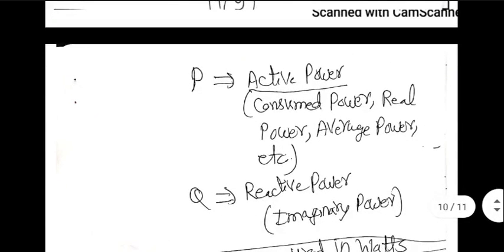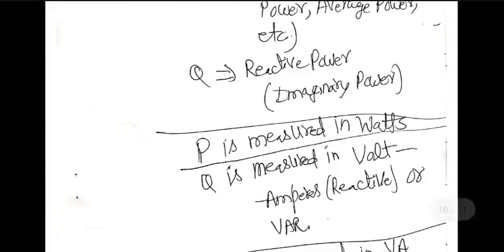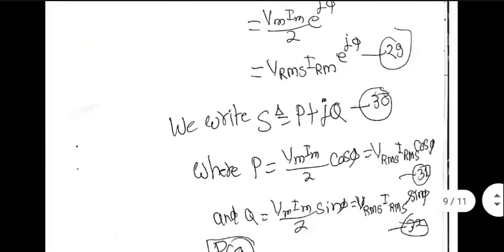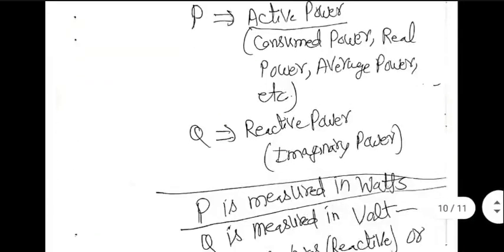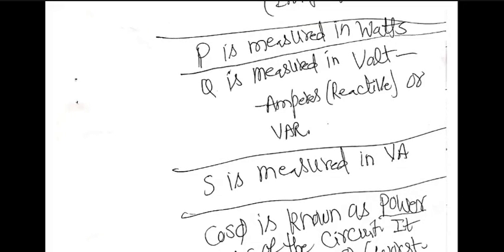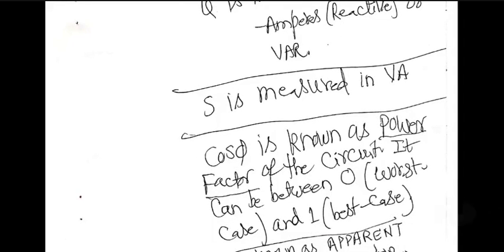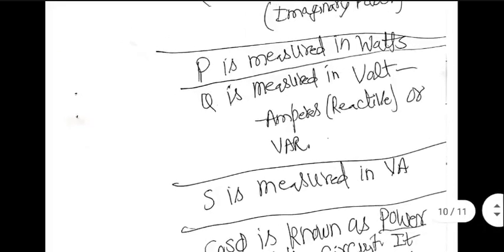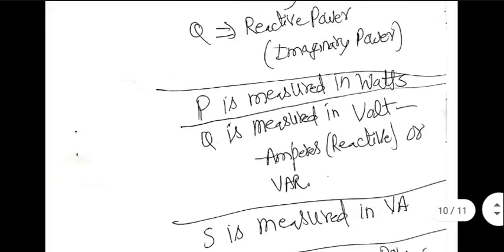P is known as active power or consumed power or real power or average power, so many different names. Q is known as reactive power or imaginary power, non-real power if you want. And S is known as complex power, which is P plus jQ. These are the kind of things we will be doing a lot in this course. Q is measured in volt ampere reactive, VAR. P is measured in simply watts. S is measured in VA. S would in general be a complex number. P would be a real number. And jQ would be an imaginary number.